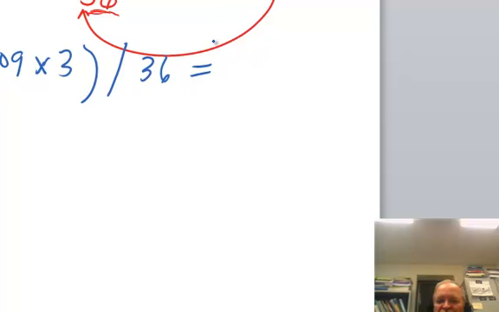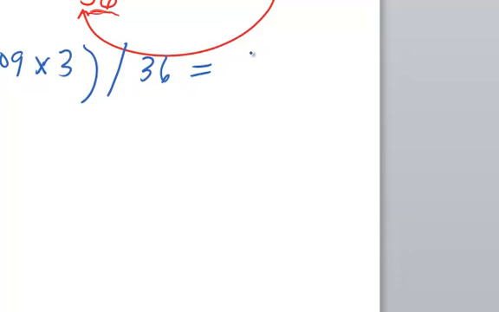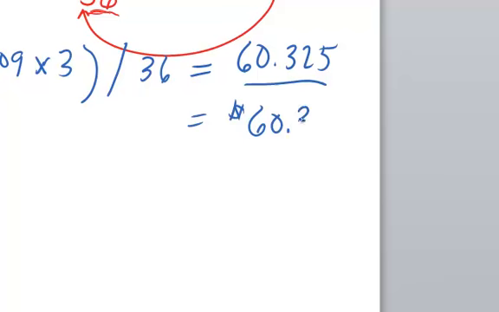And the answer you should get, at least on my calculator, is going to be 60.325. And since this is dollars and cents, I'm going to round that to $60.33. So that's going to be your monthly payment for this particular kind of interest loan.